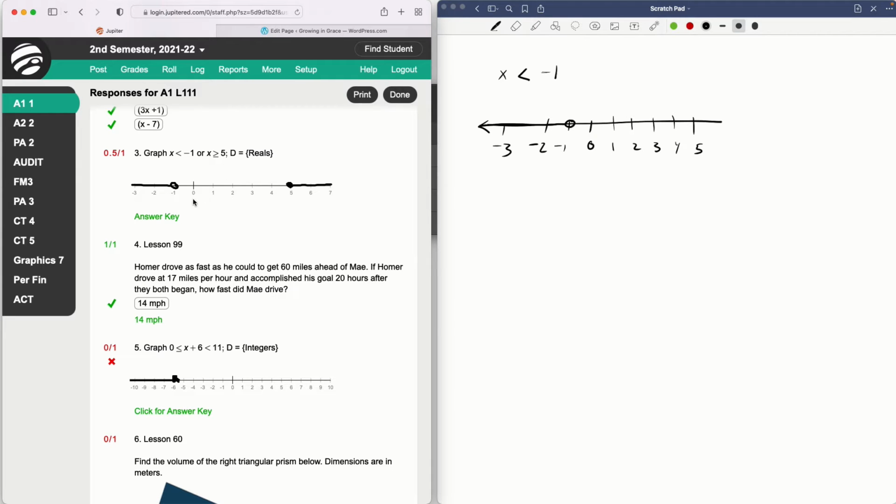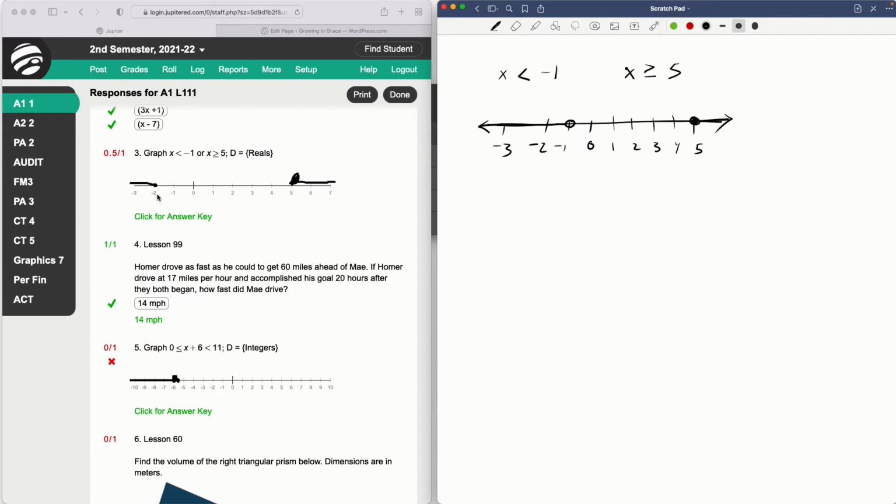Now this one you did correct. You had it on the 5 and you filled it in because it had the equal sign, that x is greater than or equal to 5. So filling that circle in and then going that way, that was correct. And so that's why I gave you half a point for this one, because you got this one right, but you did not get this one right. You started it on the -2 instead of this.